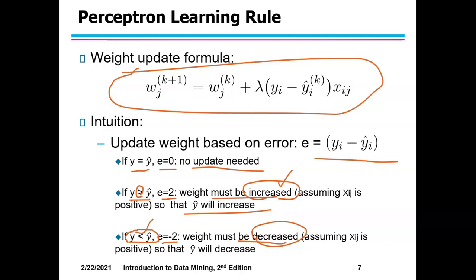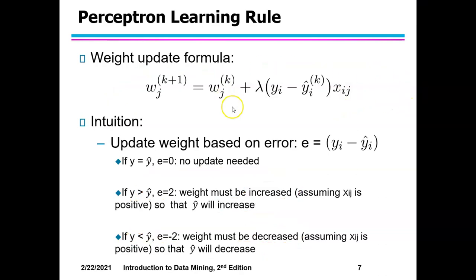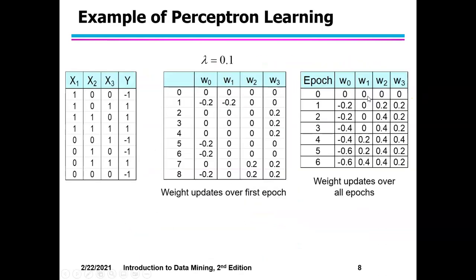So assuming xij is positive, it means all the values of x are greater than 0. So that y will decrease, right? So these are the generic rules for learning. Now let's go to the next slide and see how we do it.